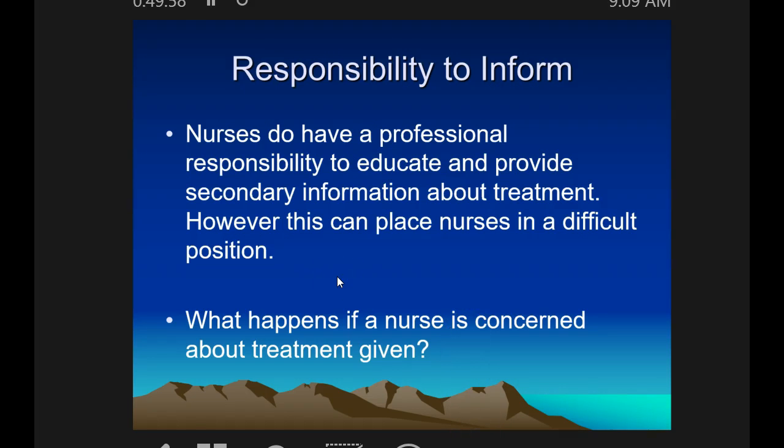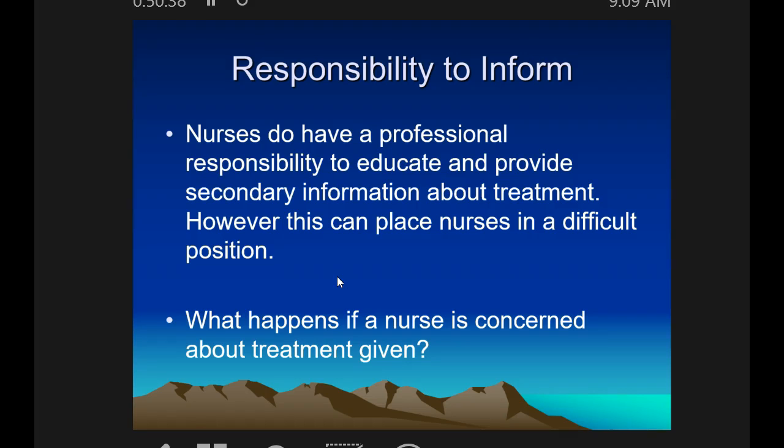Now, in terms of consent forms, particularly for nurses working in theatre and elsewhere, you do have a professional responsibility to educate and provide secondary information about treatment. Obviously, this is part of your advocacy role, your educative role. But if you've got any outstanding issues of concern about a pre-op patient, they should be immediately brought to the attention of the treating doctor.